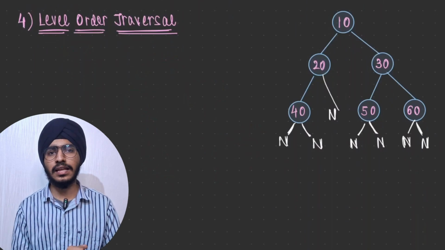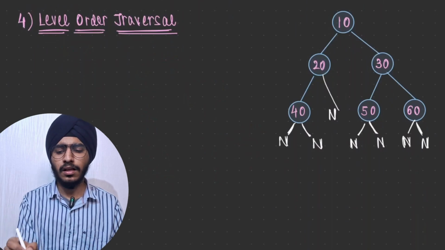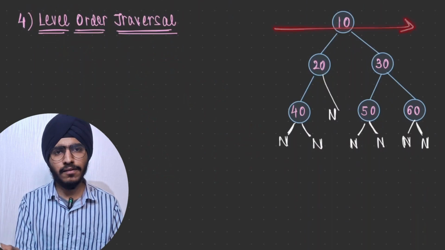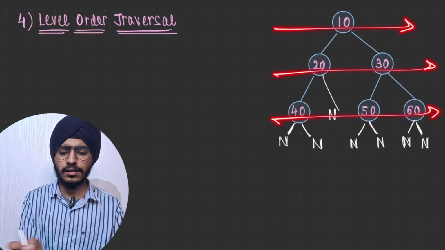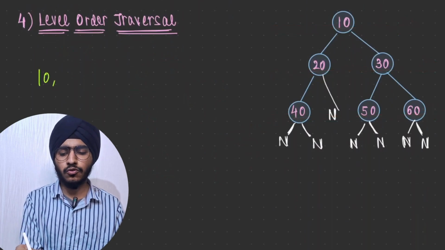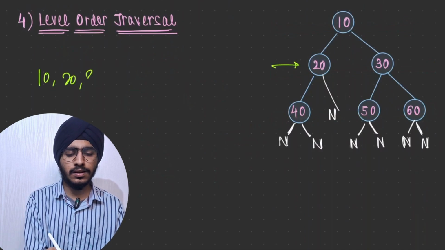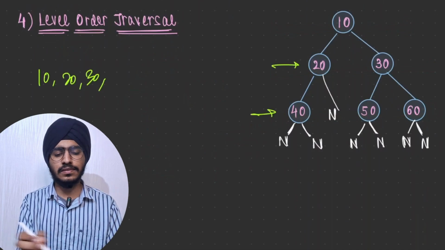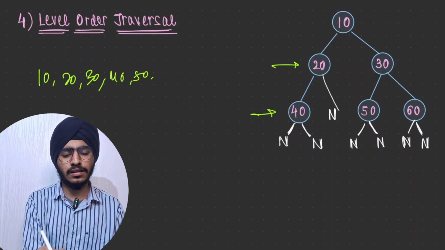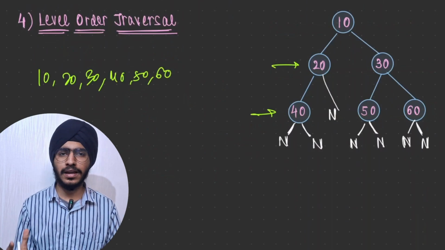Now let's understand the level order traversal. It's pretty simple. This is the first level, this is the second level, this is the third level. So we'll say this is 10, the next level is 20, 30, we will print 20, 30, the next level is 40, 50, 60, we will print 40, 50, 60. So this is a level order traversal of the binary tree.